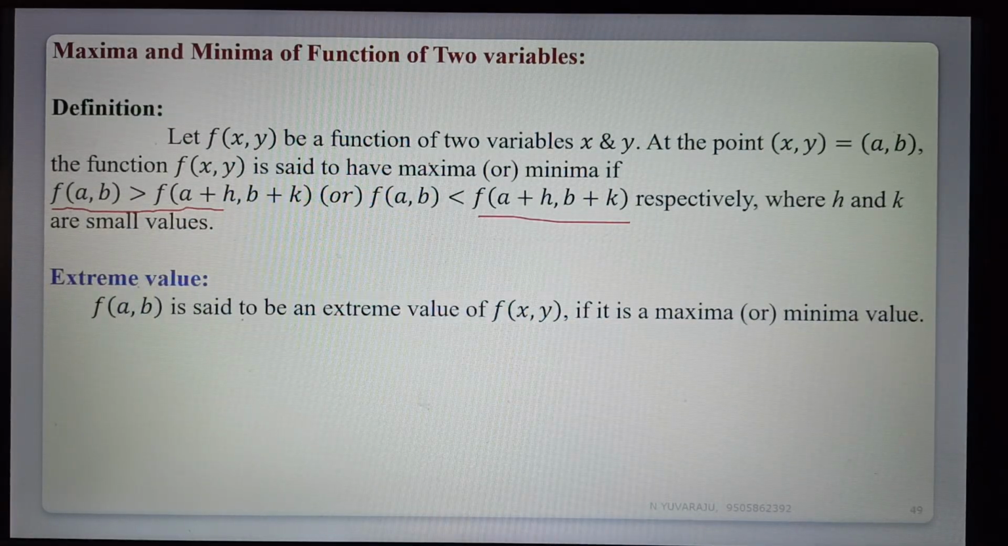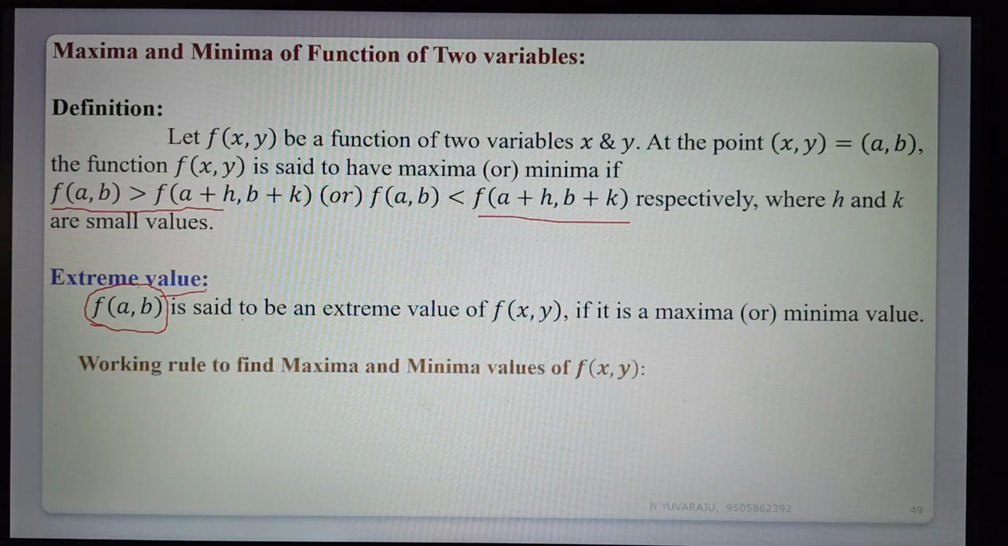And the extreme value. What is the extreme value? F of a comma b is said to be an extreme value of f of x comma y if it is maxima or minima. At any point a comma b, if the function value f of a comma b is the maximum or minimum, either maxima or minima, then that value is called the extreme value.